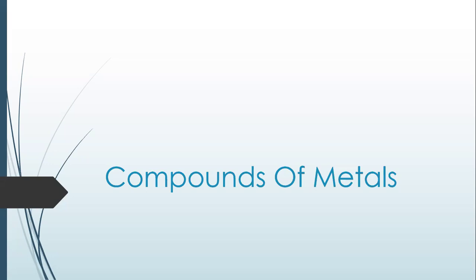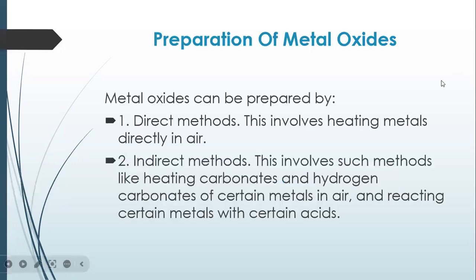Now today let's see how you can prepare these metal oxides. So, the preparation of metal oxides. The metal oxides can be prepared by mainly two methods. The first one is the direct method, which involves heating the metals directly in air, while the second method is the indirect method, which involves heating carbonates and hydrogen carbonates of certain metals in air and reacting certain metals with certain acids. So these are the two methods of preparing the metal oxides.